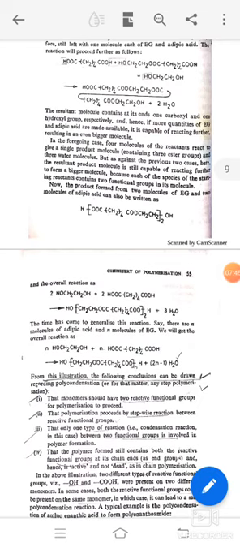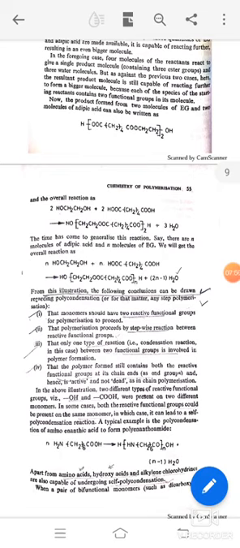And the overall reaction is this. The time has come to generalize this reaction. Say there are n molecules of adipic acid and n molecules of ethylene glycol. From this illustration, the following conclusions may be drawn: first, molecules should have two reactive functional groups for polymerization to proceed. Second, polymerization proceeds by stepwise reaction between reactive functional groups. And third, only one type of reaction, between two functional groups, is involved in polymer formation.